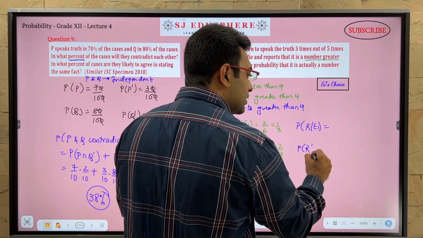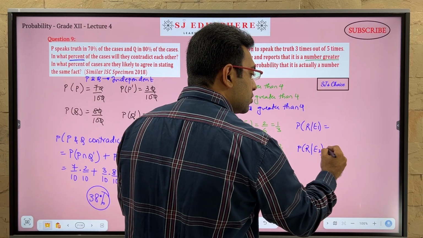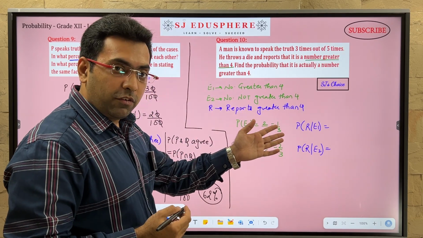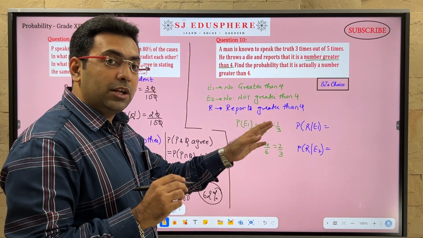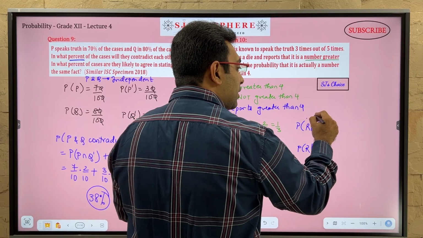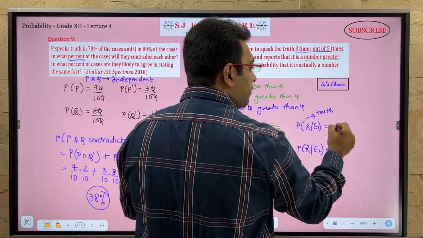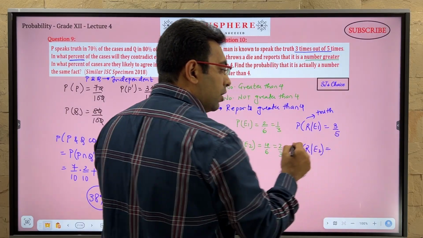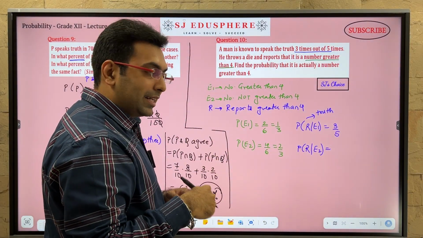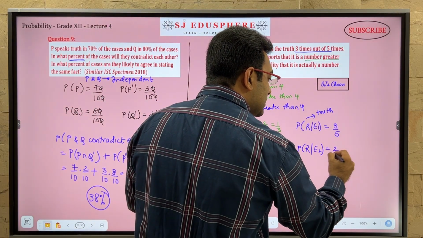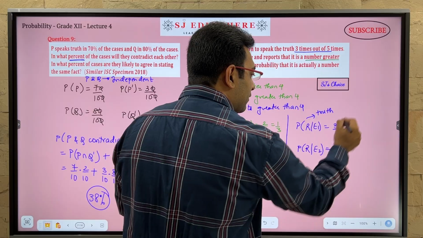Probability that he reports greater than 4 when it is not greater than 4. What are you saying? Reports greater than 4 given that it was greater than 4 means he is speaking the truth, which is 3 out of 5 times. Probability reports greater than 4 when it is not greater than 4 means he is saying a lie, which is 2 by 5.